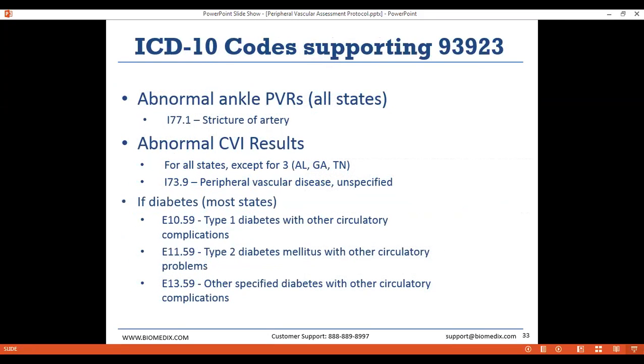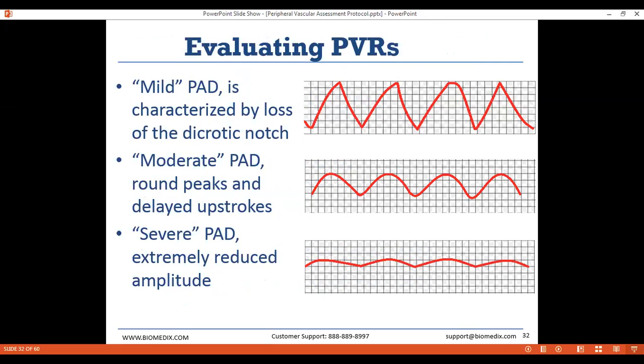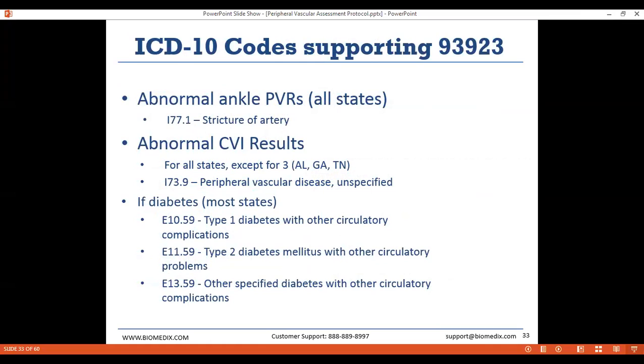Now you have your screening protocol. It took you about 5 minutes to take the data. Do you have an indication for a PADnet study? If you have an abnormal waveform, if your waveforms on either of the ankles for the patient look like this one, then you're indicated. The ICD-10 code in that case is I77.1, stricture of the artery, and this is an ICD-10 code that works as an indication in all states.